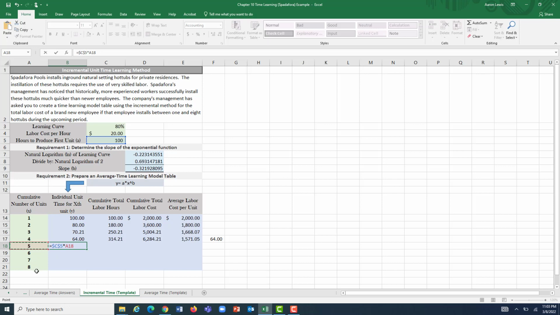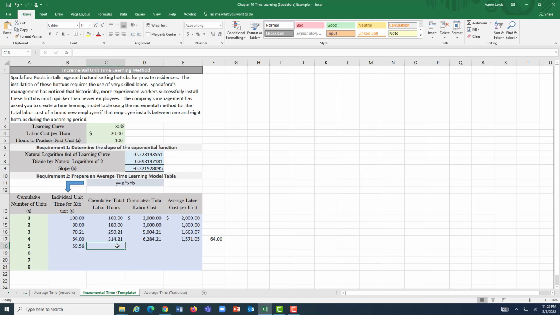Since we don't want it to change, do not make it absolute, to the power of our slope. And again, we want our slope to be exactly the same every time, because that is our slope. It does not change at all. So I'm going to make that absolute. And when I do that, I'm going to hit enter, and I get 59.56 hours.